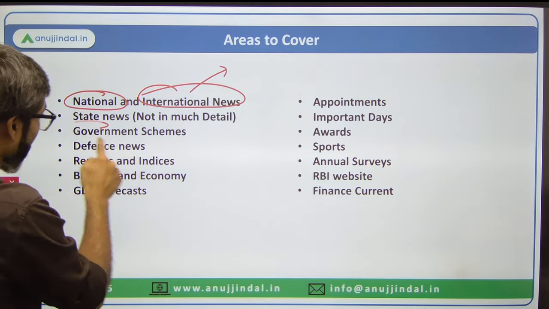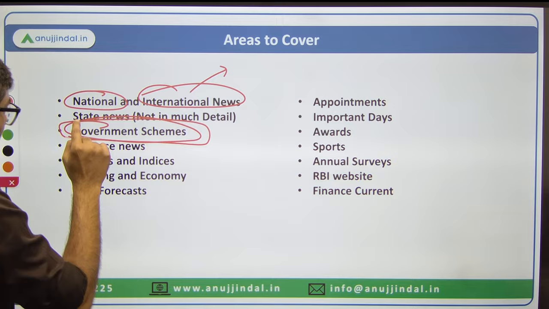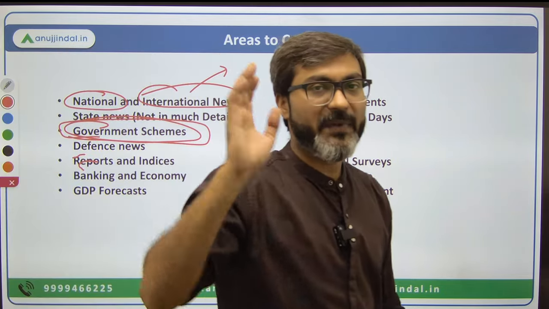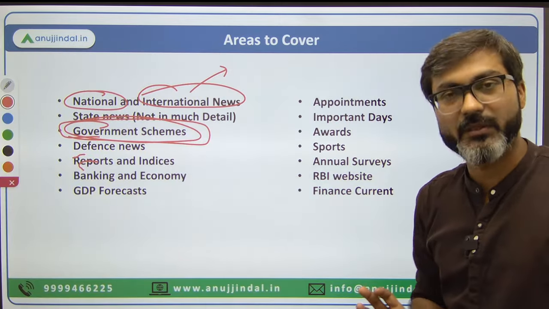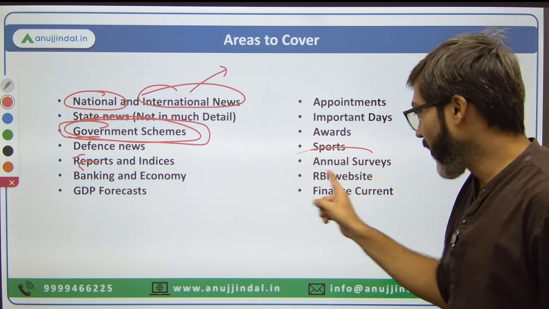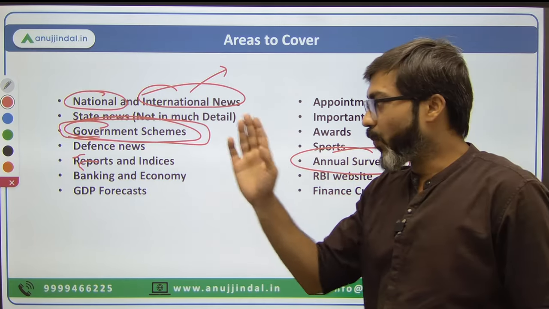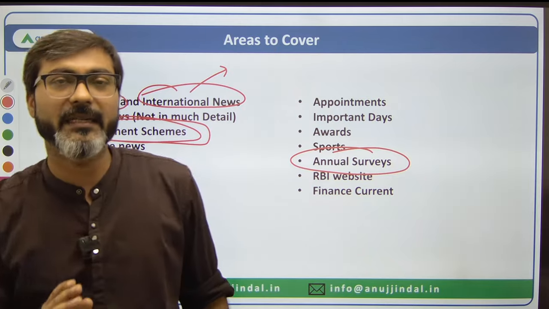Then you can cover government schemes. You can rely entirely on PIB 247 for the government schemes, right? You can cover annual surveys through it, right? Bahut important topics hai jo ki aap PIB se directly cover kar sakte ho.